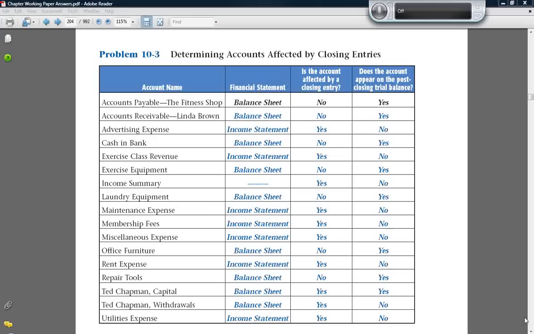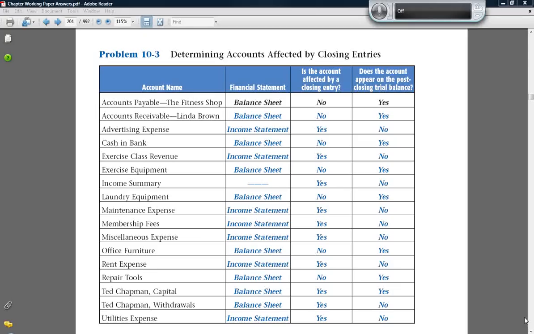Maintenance expense, an expense, income statement, yes, it is closed, no, not on the post-closing trial balance. As are miscellaneous expense and your revenues. So skip those two. Office furniture, an asset, no, it is not closed. Yes, it is on the post-closing trial balance.